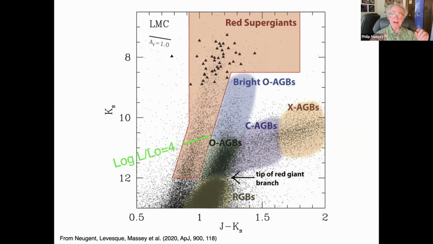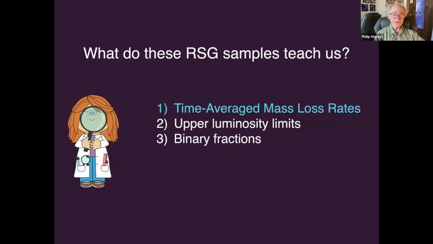And so in a galaxy like the LMC, the AGB contamination is not quite as severe, and you can probably go down reliably to a luminosity of 4. But below that, you still are going to have significant AGB contamination. So it's good to understand your limitations.